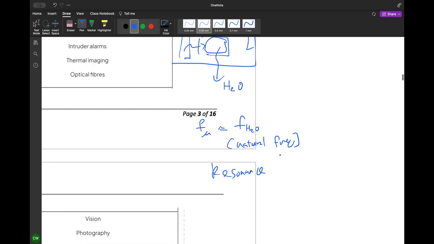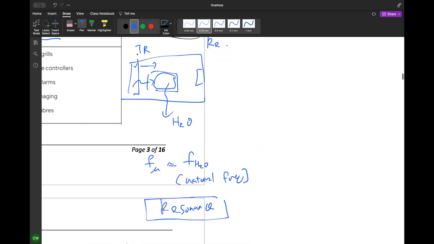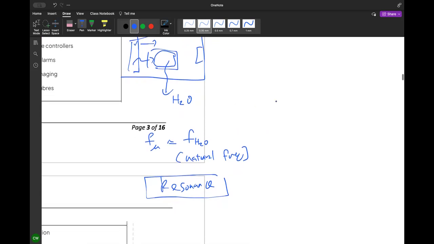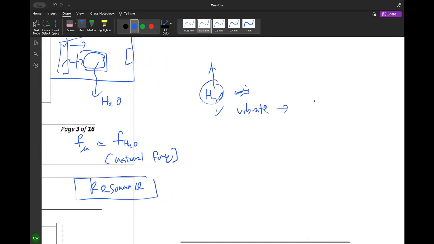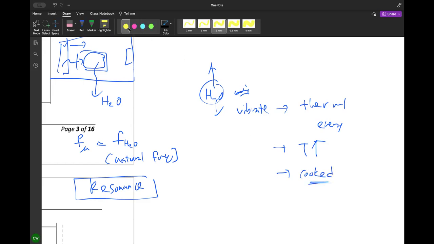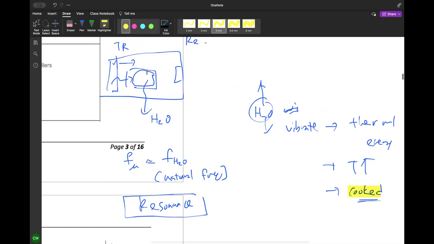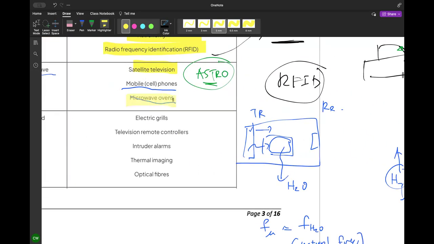Resonance, have you heard of it? So this resonance means when the microwave is received by the food, the water molecules in the food will vibrate. When they vibrate, it will produce thermal energy. That means the temperature will go up. So when the temperature goes up, what happens to the food? It will be cooked. So this is the working principle for the microwave oven.